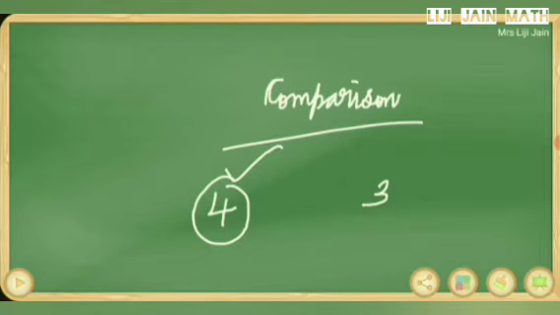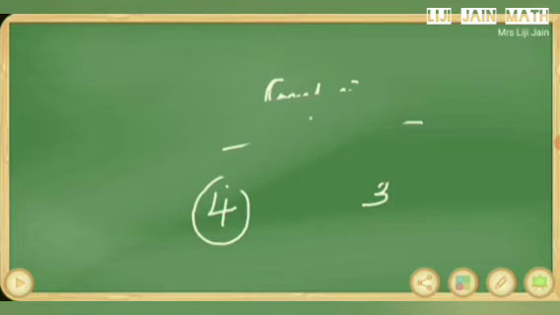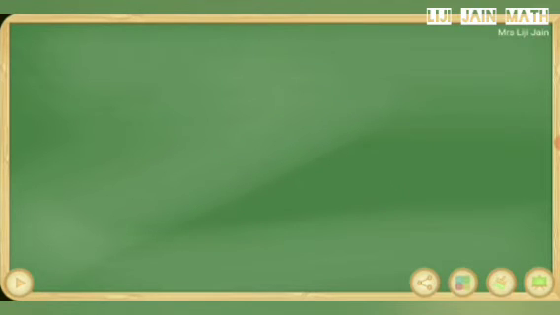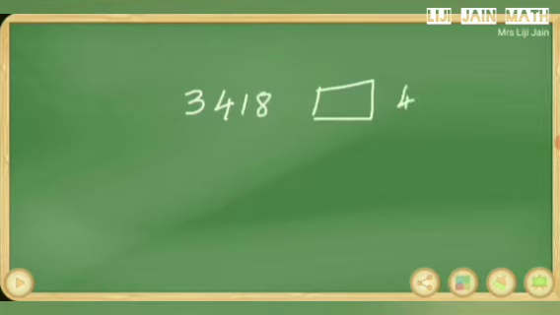Okay, good. Now let's move on to the comparison of numbers having the same number of digits. Shall we discuss? Suppose we have a number 3418 and a number 4819. These are two numbers.